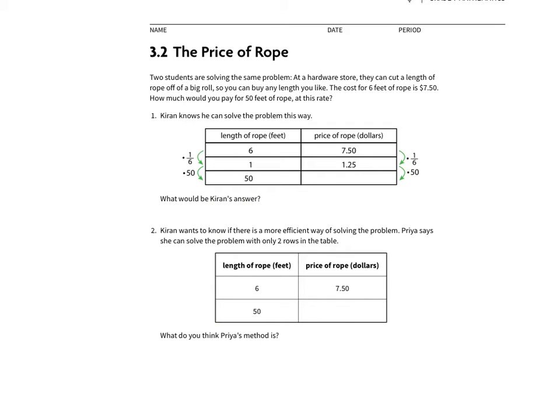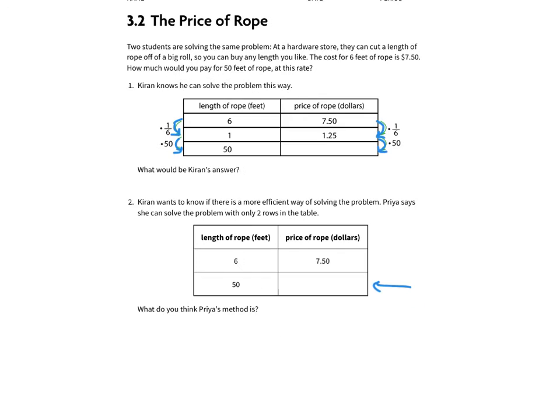We're going to answer lesson 3-2. We have our methods here. This is showing Kieran, our old friends Kieran and Priya here. Kieran's saying he's going to multiply like this. And Priya says she can do this a little bit differently. Question is, what do you think Priya's method is? Also, can you fill in that box for me? So take a minute and fill in the box and answer the question.